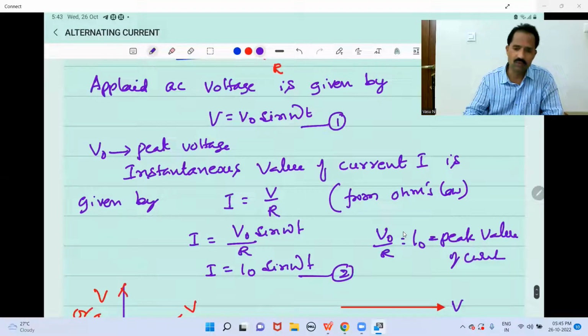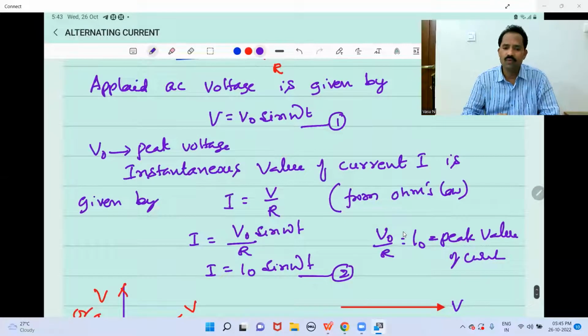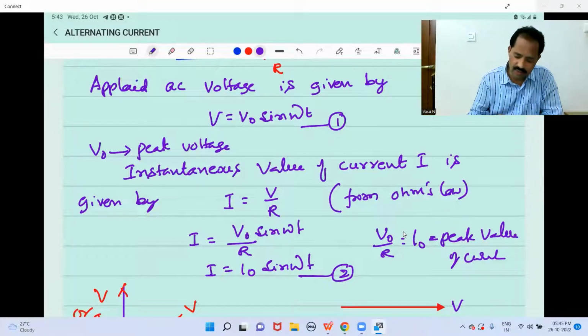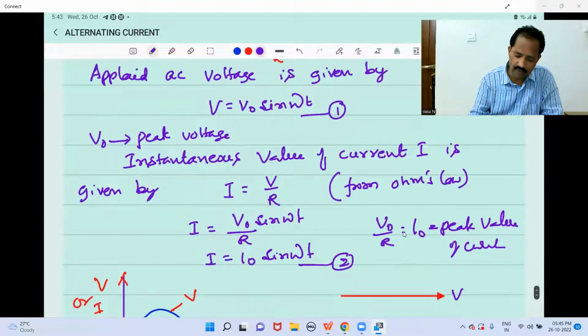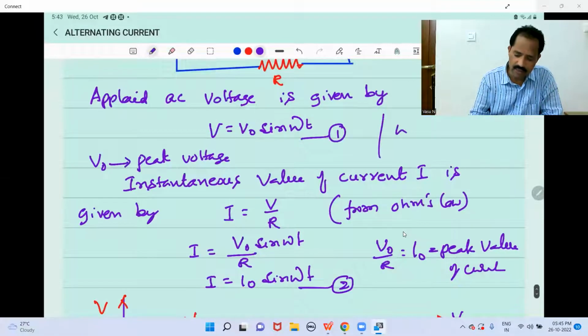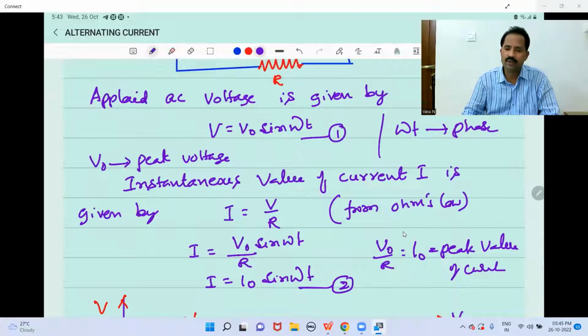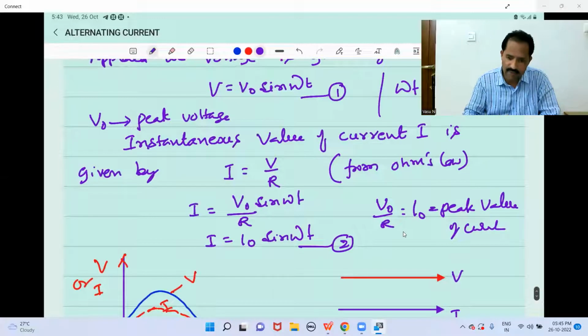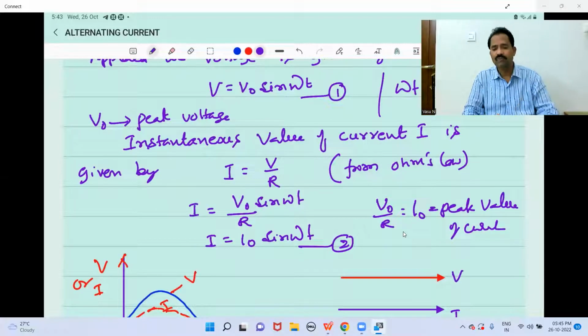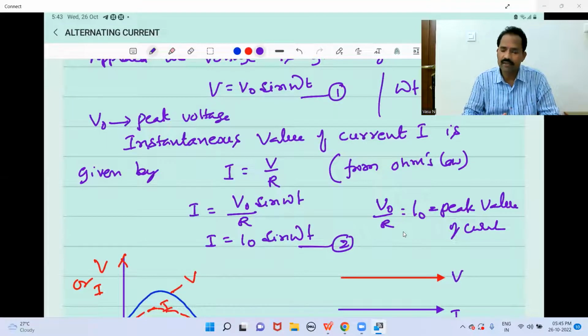See, look at that equations 1 and 2. From equation 1, V is equal to V naught sin omega t. See, omega t stands for phase. Omega t ಅಂದ್ರೆ ಏನು ಇಲ್ಲಿ ನೋಡಿ, omega t stands for phase. Look at the equation 1. The voltage equation contains phase omega t. Even from equation 2, the current also contains the phase omega t, right?